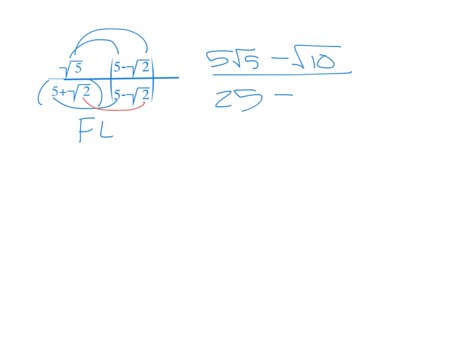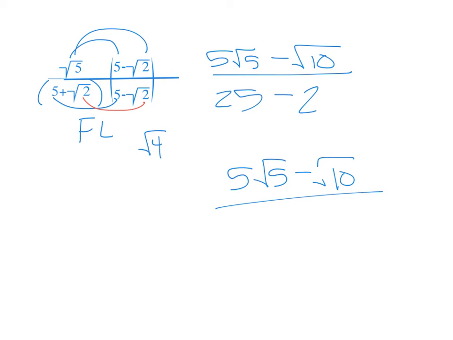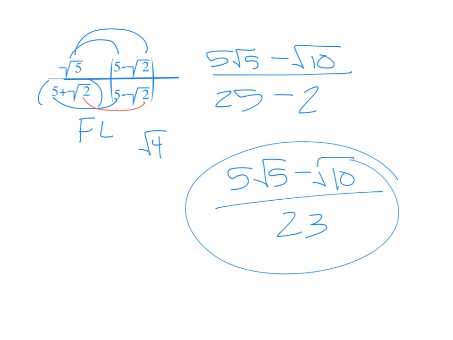Minus, remember I said it would always be minus because it's positive times a negative since they're opposite signs. And radical 2 times radical 2 is radical 4, but we know the square root of 4 is 2. So now to simplify what we have, 5 radical 5 minus radical 10 all over 23. I check to see if I can simplify my outside numbers of 5, 1, and 23. I cannot, so that's my answer.